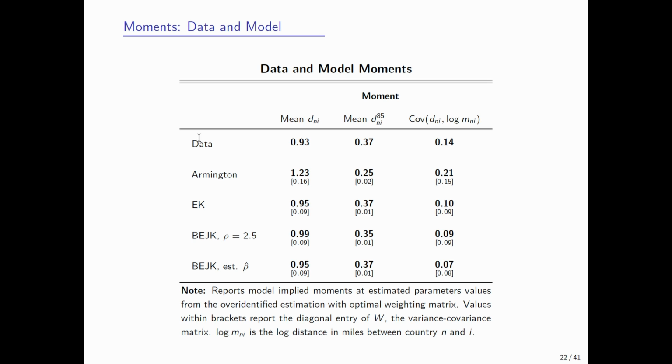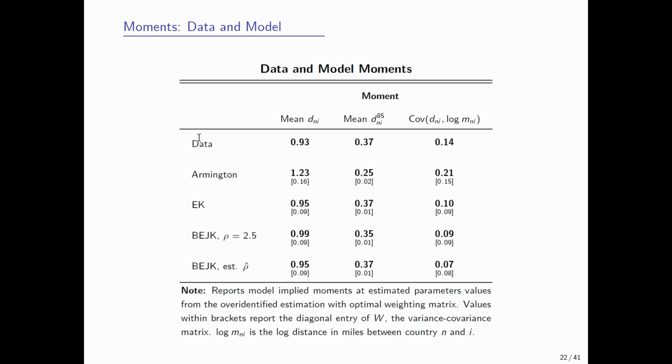Look at the Armington model, which is the one that performs the most poorly with respect to the JStat. The Armington model is completely missing the data along all dimensions. It overshoots the mean by quite a bit. It undershoots the 85th percentile, because remember, this is a model that's predicting a distribution that's really lined up across the blue line that I showed you earlier. But it completely messes up the covariance with respect to distance as well. So this model is just too simple to match price data. So it's not a surprise that we reject it.